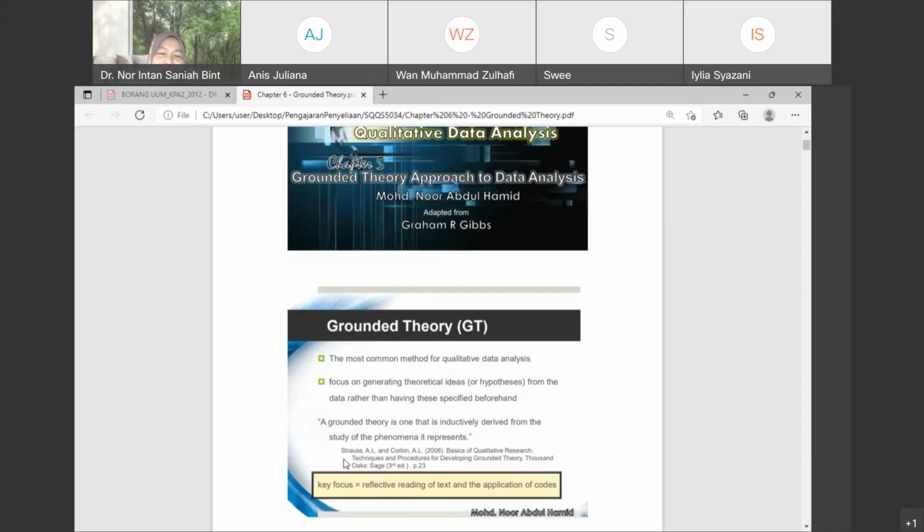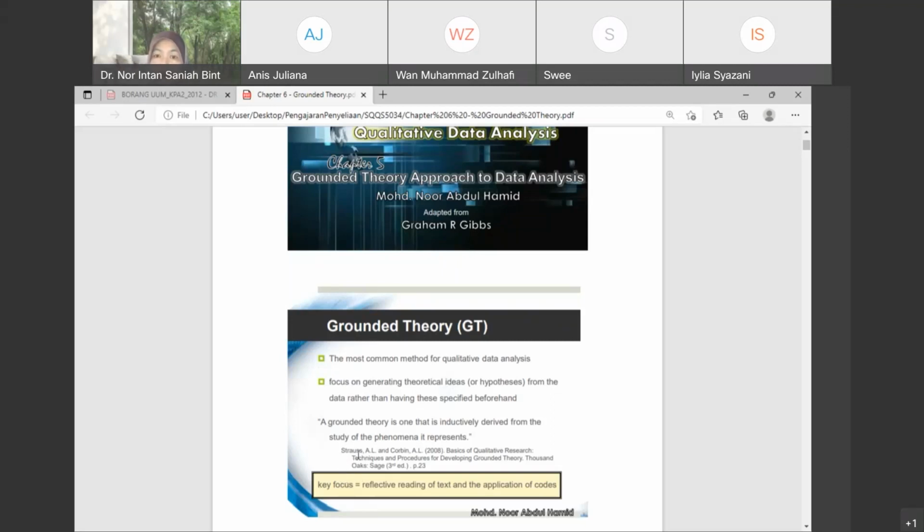In other words, if you are interested in grounded theory, it is more about doing reflection or reflective reading of text, and how you create the codes from what you understand from the meanings of the text itself. So that is what grounded theory is all about. One of the figures for grounded theory is Strauss and Corbin.